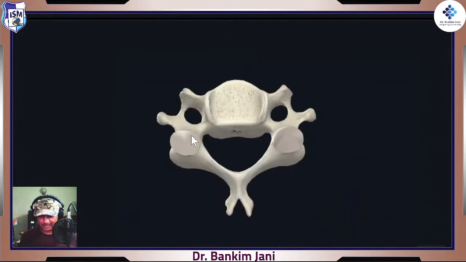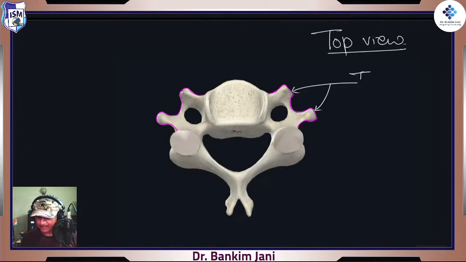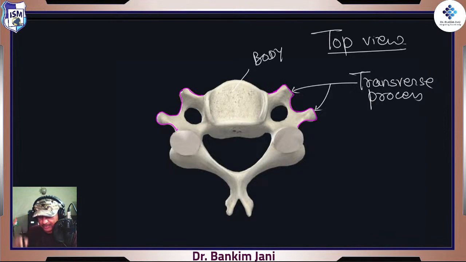Let's see over here. This image clarifies all the doubts, everything so good. See, this is the top view. First thing first, that is the transverse process. Now we know that it is like this. That's the transverse process. So now we can very confidently do it like this, that's the transverse process. Okay, this is through. This is the body, all right? That is quite okay. And those prominences, so that's why this is the top view.